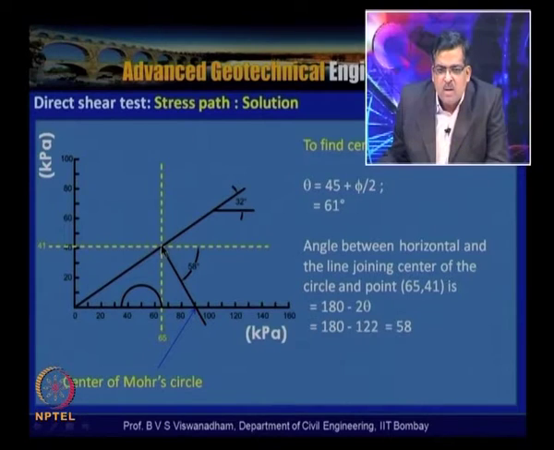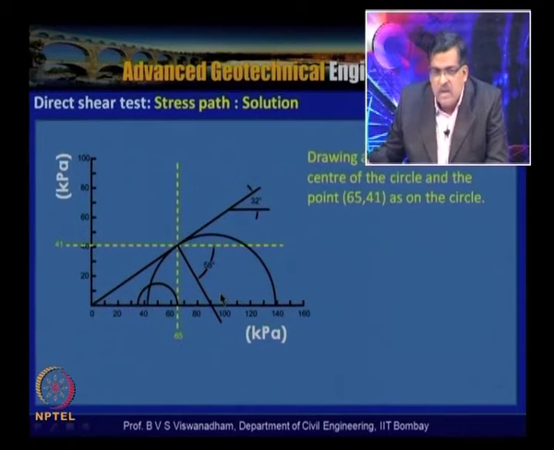by dropping a perpendicular from here, we can locate a point where it intersects the center. Then with this as the center and this as the radius, we can draw a Mohr circle, and the Mohr circle becomes like this. Because we have taken this as the radius, it becomes tangential here, and this particular point where it intersects sigma is regarded as the minor principal stress.